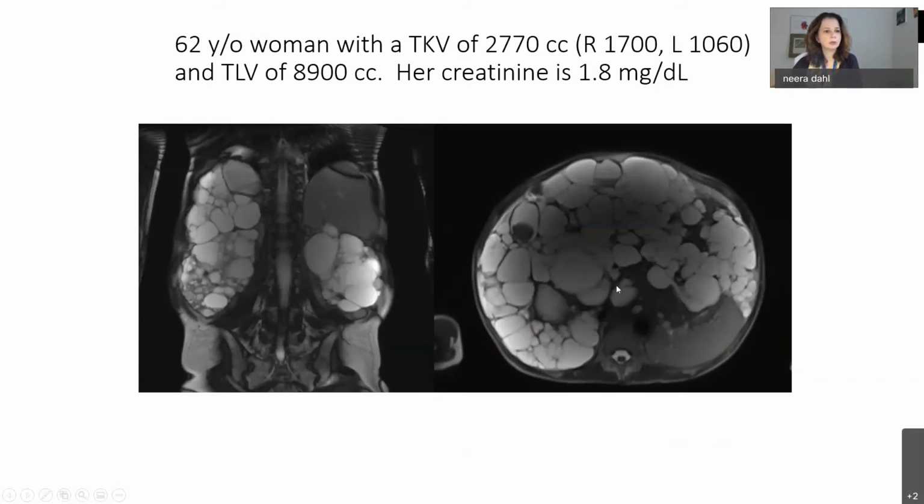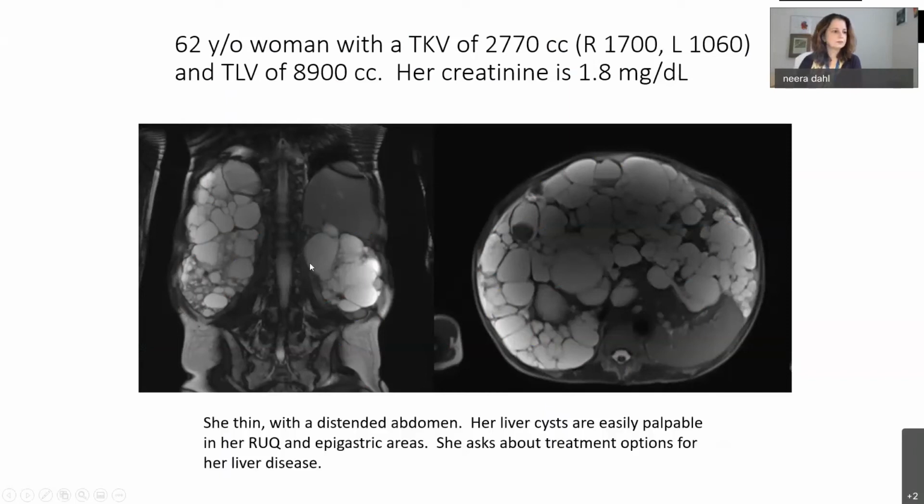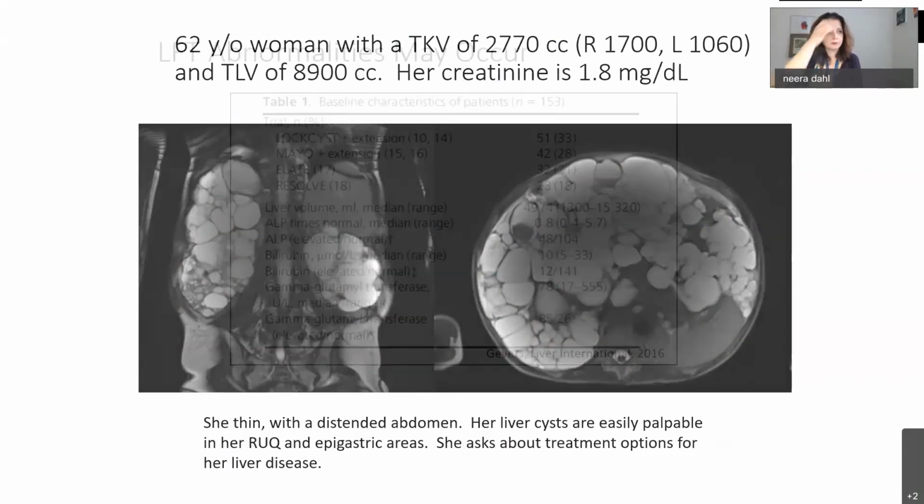So what I'm showing you here is her liver. In this cross-sectional analysis, all of the white spheres are cysts in the liver. And then here you can see a cut. This is the liver, and then these are her kidneys, which are also quite cystic. And she is thin. She has a distended abdomen. Her liver cysts are easily palpable in the right upper quadrant and epigastric areas. And she's asking about what's available for her.